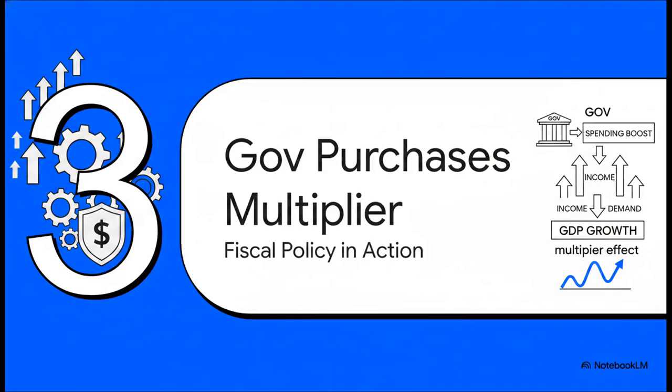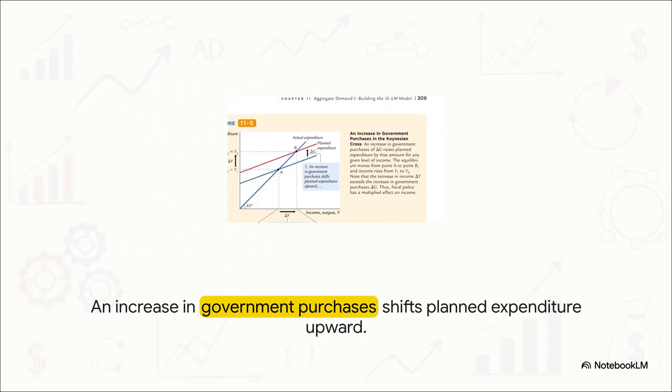All right, Section 3, the government purchases multiplier, fiscal policy in action. Knowing how volatile private spending affects income, we really have to ask, how does the economy respond when the government deliberately steps in and increases its own purchases to stimulate growth?